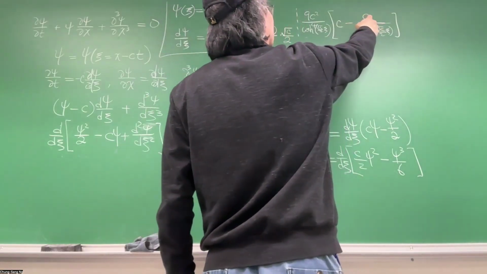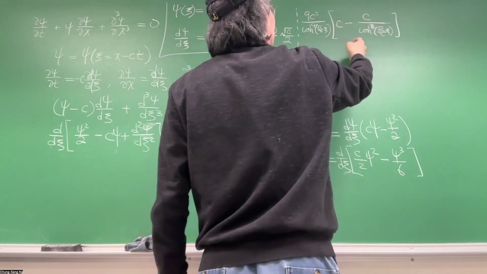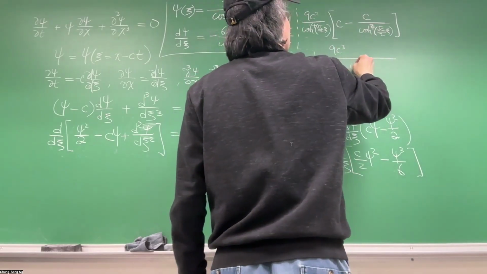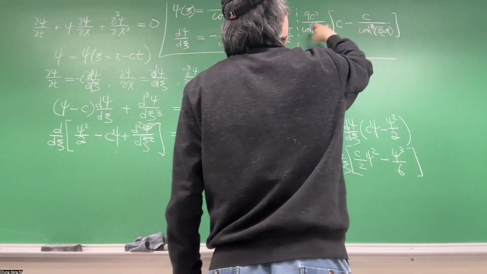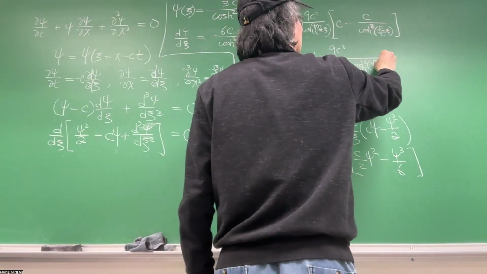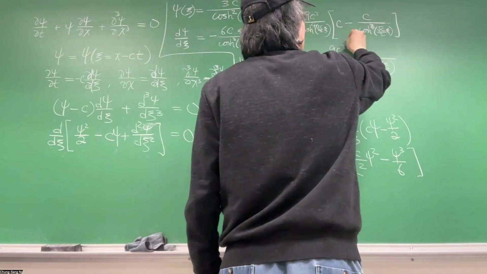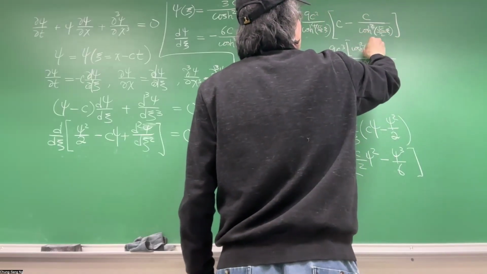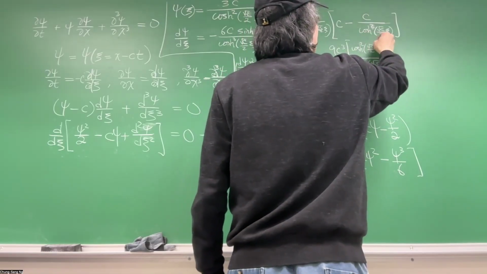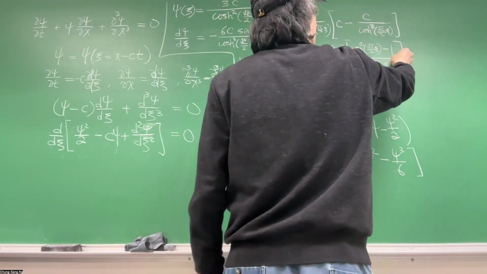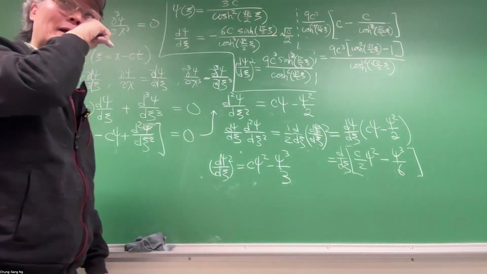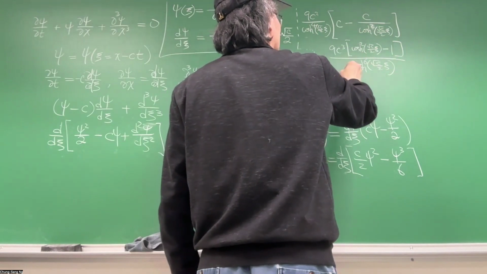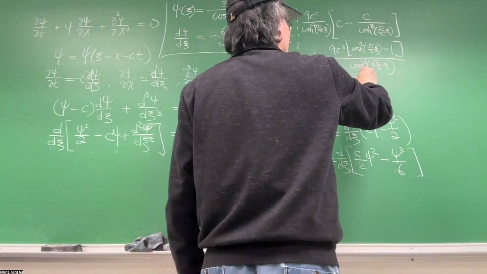So C and C, common factor get out, becomes 9c cubed. The common denominator, cosh square and 4 cosh 6. And then the numerator is cosh square minus 1. And what is cosh square minus 1? Sinh, right? Yeah, that's sinh. It's 9c cubed sinh square.